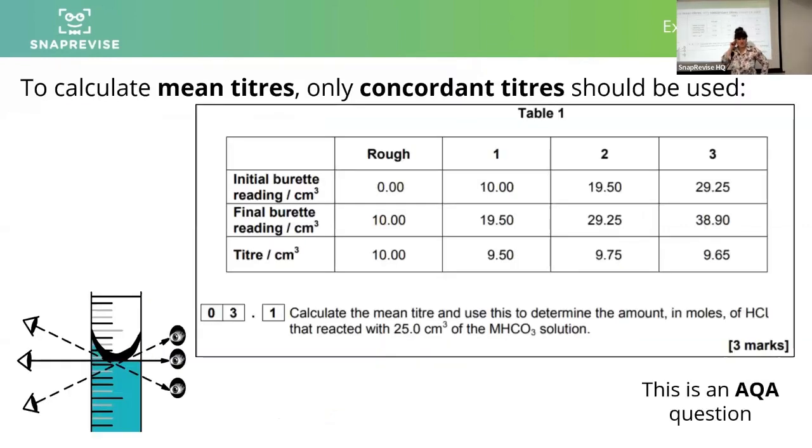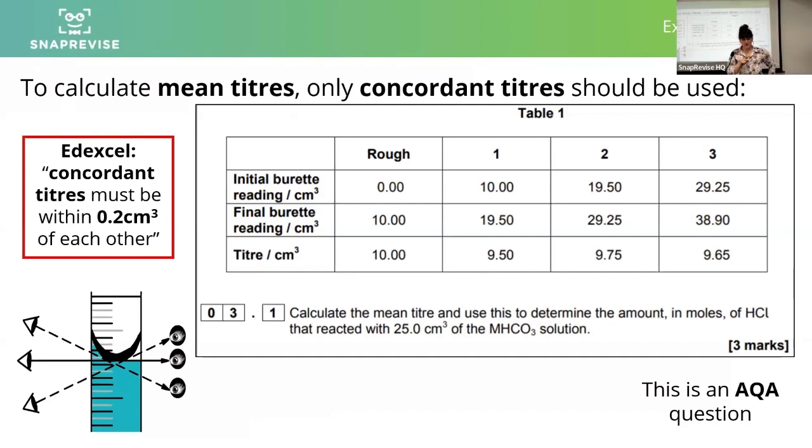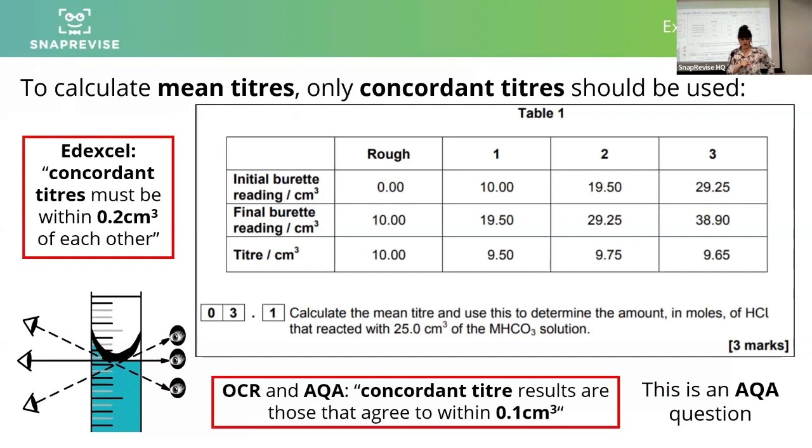To calculate mean titers, you do need to make sure you use concordant titers. Now, they're different for different exam boards, what they class as a concordant titer. For Edexcel, they must be within 0.2 centimeters cubed of each other. And if you're AQA or OCR, they are within 0.1 centimeters cubed. So just bear that in mind. This one here that's been given is an AQA question. So if you are Edexcel, yours might be slightly different, but here this is AQA.